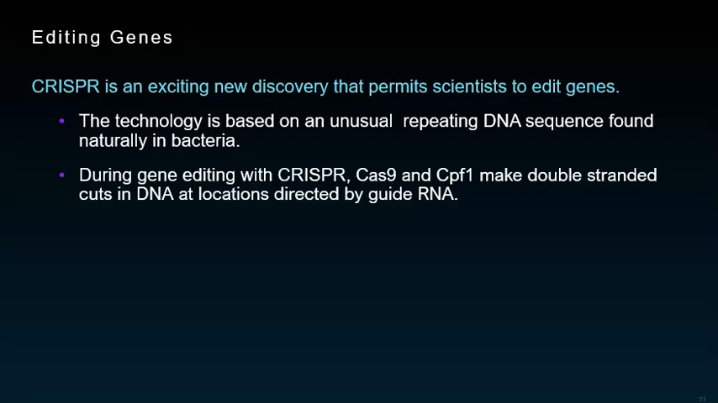CRISPR is an exciting new discovery that permits scientists to edit genes. And the technology is based on an unusual repeating DNA sequence found naturally in bacteria. So during gene editing with CRISPR, Cas9 and CPF1 are going to make the double-stranded cuts in DNA at locations directed by our guide RNA. So these Cas9 and CPF1, those are our restriction enzymes that we're talking about with the CRISPR complex, because they're the ones that are cutting. Our restriction enzymes are the scissors. Remember, they are cutting the strand in the right spot. And that is Cas9 and CPF1 with the CRISPR complex.